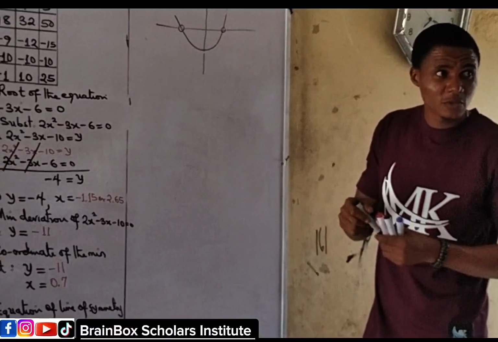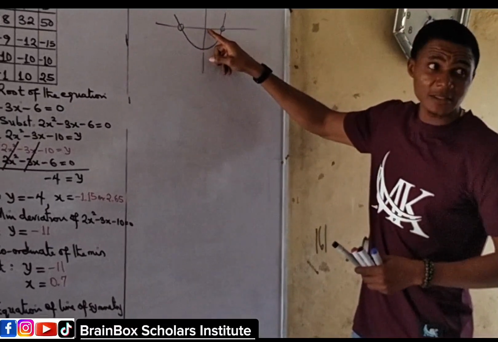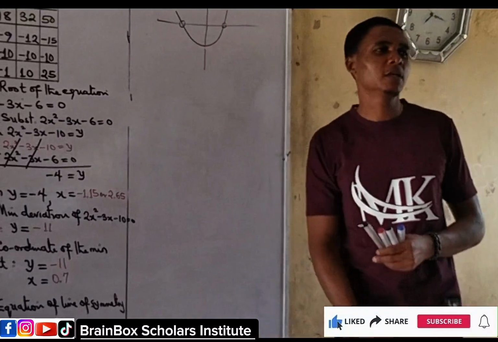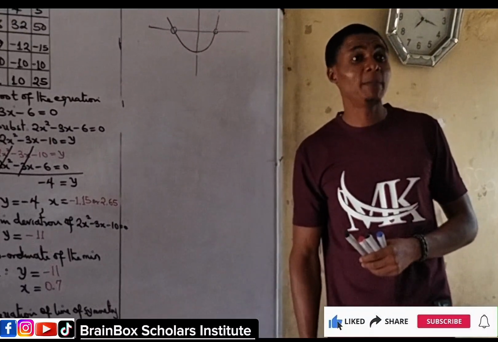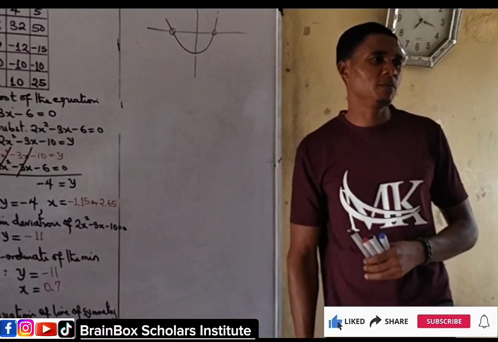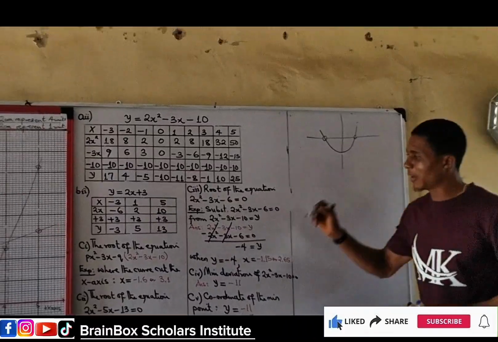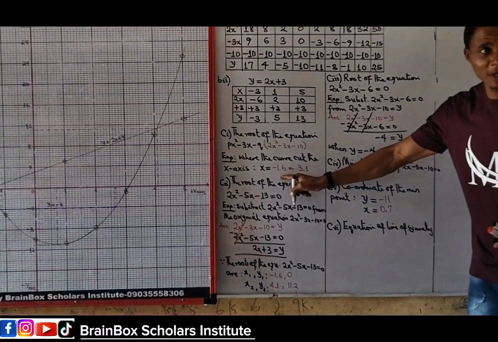Whenever I give you a value, go to that place on the x-axis. The line will pass through the sharpest turning point. So look at mine. Mine is what? Minus 1.6 and what? 3.1.